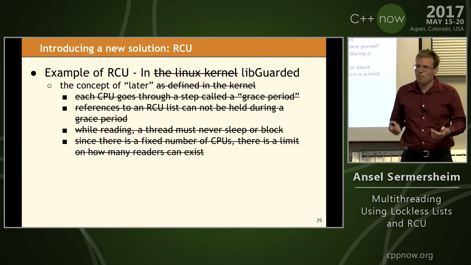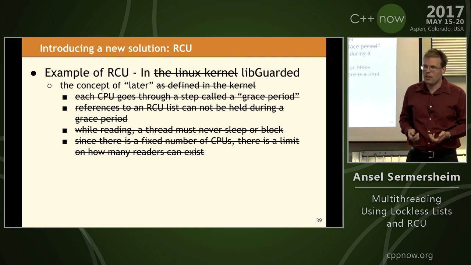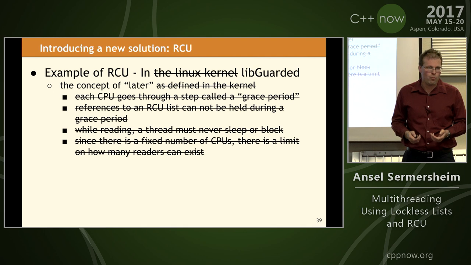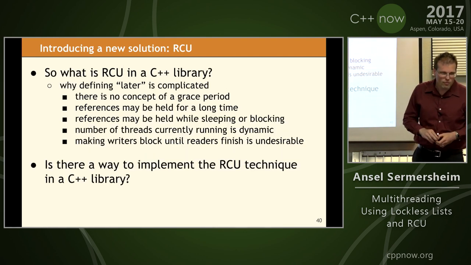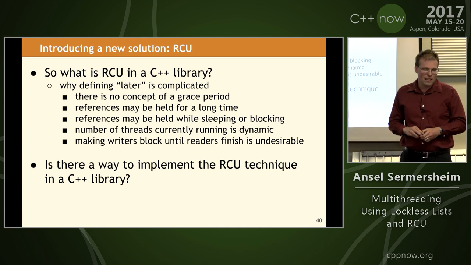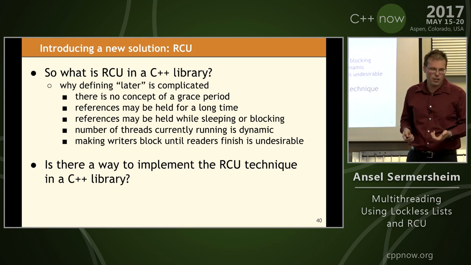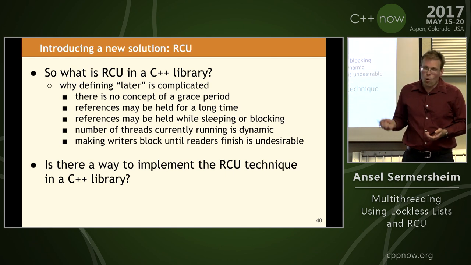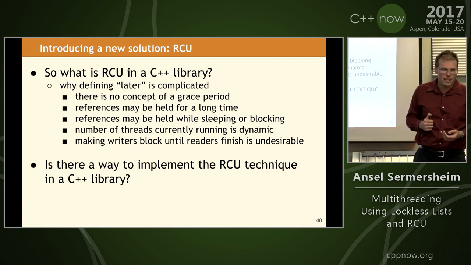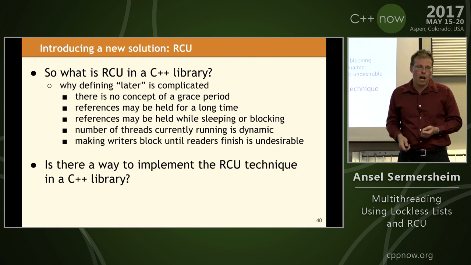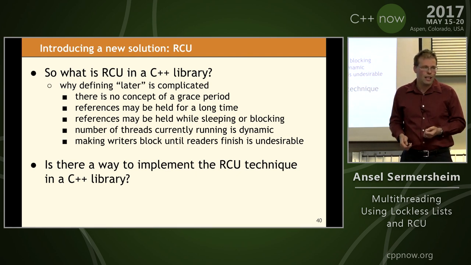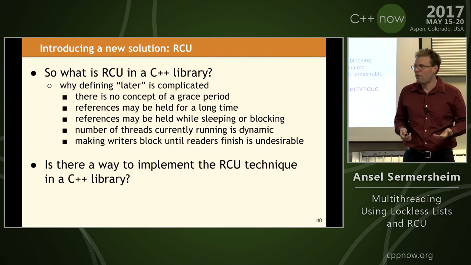So can we implement something like RCU in a user space library where we don't have any of these tools? And these are the reasons why it's very challenging to make this happen. One of the major ones is the fact that making writers block until the readers finish is really undesirable in a user space library, because it just makes the behavior very unpredictable.